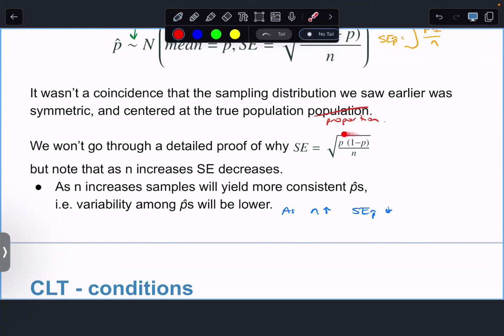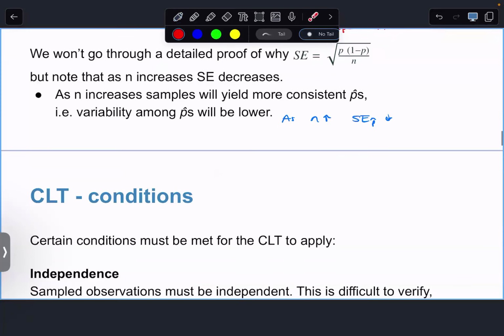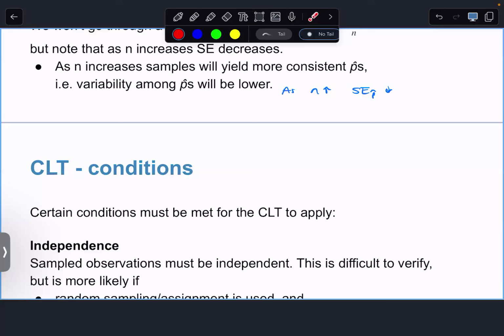You can also look at the formula and say, okay, if I increase n, I'm dividing by a bigger number. And then in the end, I'm taking the square root of a smaller number, yielding a smaller number. Or as you've taken more of the population, you expect your point estimates to stabilize around the population proportion.